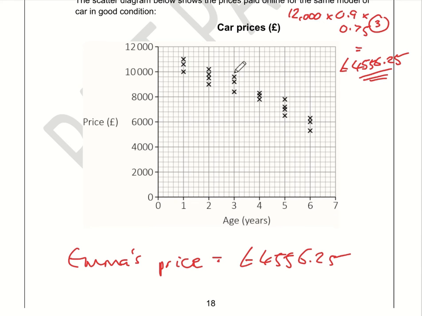Well, what exactly are these values here? We're going up in 2000s, and there are 5 lines between each 2000, so we're going up in 400s. So he could get a minimum of 8,400 and a maximum of 9,600.